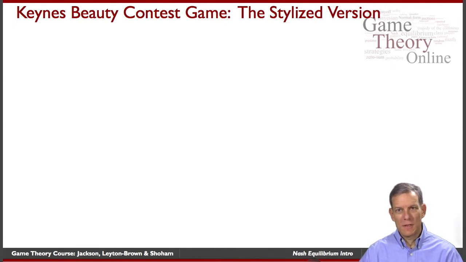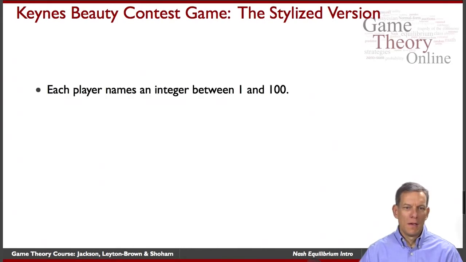Okay, so this now is represented by a very simple game that is played by many people. So what's this game look like? Each person gets to name an integer between 1 and 100. Okay, so you get to pick a number between 1 and 100. It has to be an integer. So 1, 2, 3, etc.